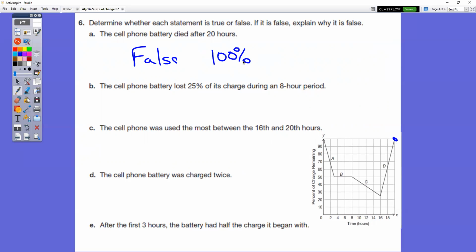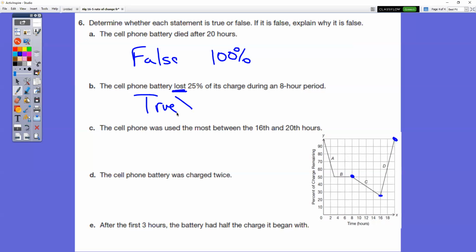The cell phone battery lost 25% of its charge during an 8-hour time period. Anywhere on there did it lose 25% over 8 hours? First of all, if it's losing, are we looking at the part of the graph that's going up or going down? Going down. So during this part, over an 8-hour period, well, this only covers 3 hours. So can we even look at A? No. How about during C? C is from hour 8 to hour 16. That is an 8-hour period of time. How much percent did it lose in that time? 25. It went from 50 down to 25. So this one is true. It happened in that C section.